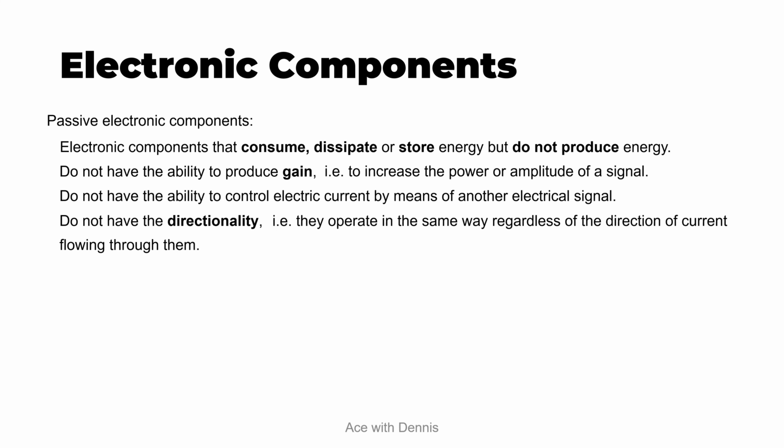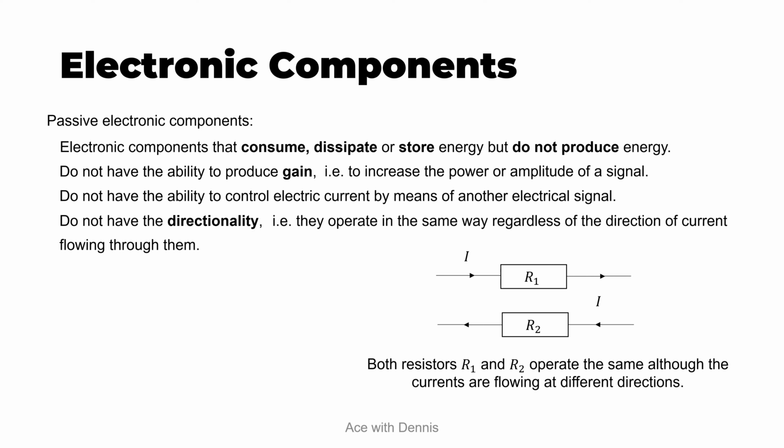current flowing through them. So here is a diagram to illustrate directionality. In this case, both resistors R1 and R2 operate the same, although the currents are flowing in different directions. Here are a few examples of passive electronic components, which are resistors, capacitors, inductors, and transformers.